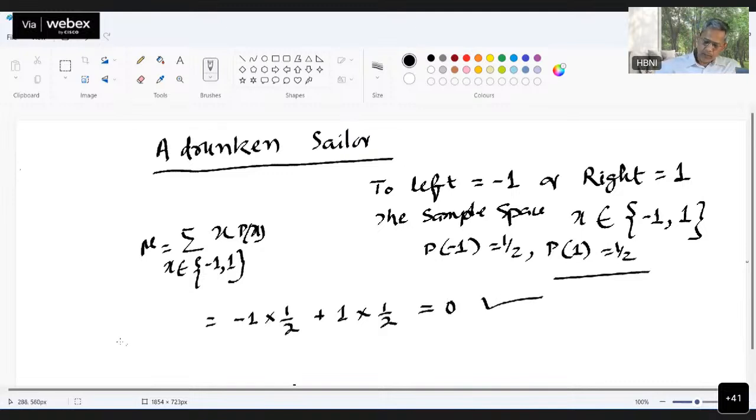But we can also calculate the variance. Sigma square is the sum over x of (x minus 0) square p(x).